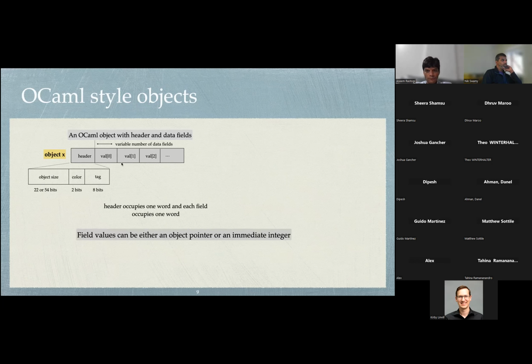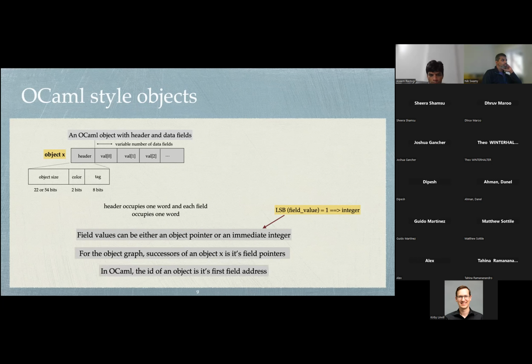These are the field values. Field values can be either a pointer or an immediate integer. How do we know whether it's a pointer or an immediate integer? If the LSB is 1, then it is an integer. Otherwise, it's a pointer. Now, for an object graph, call this object X; its successors will be all the field pointers of that object. In OCaml, there is a convention: an object is represented using its first field address. So, for example, here, the first field address will be the ID of the object.